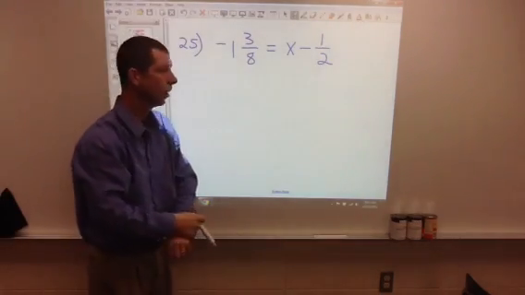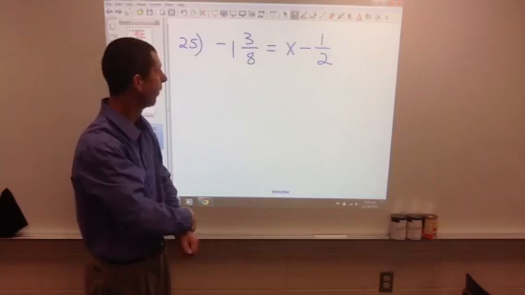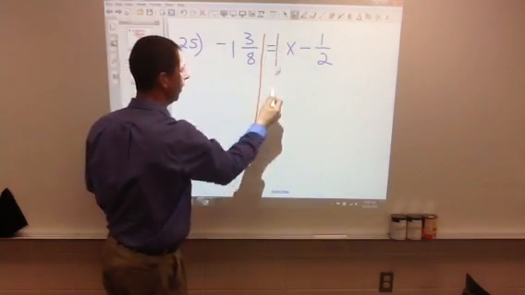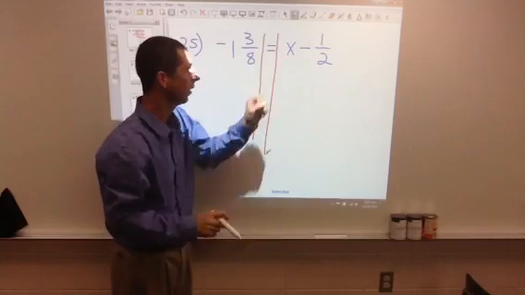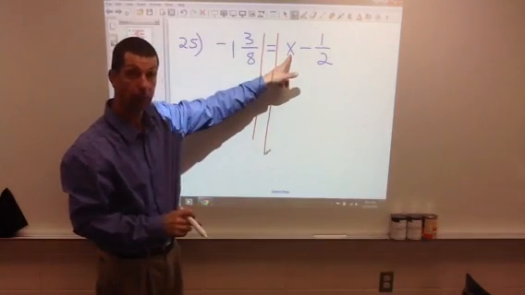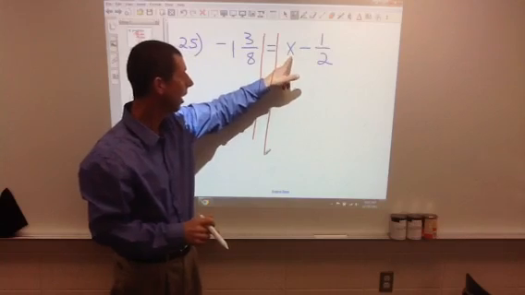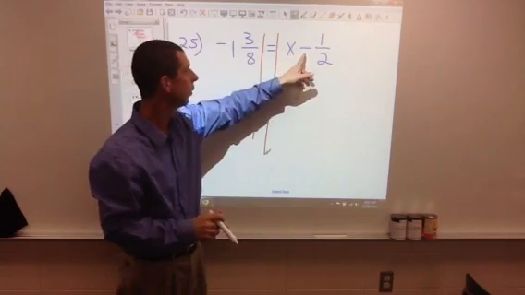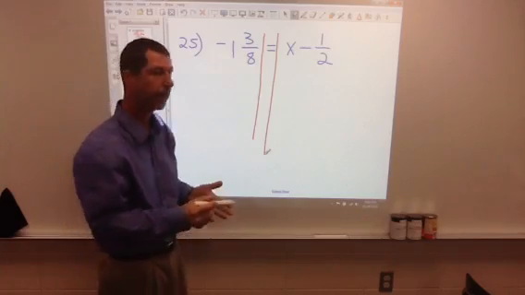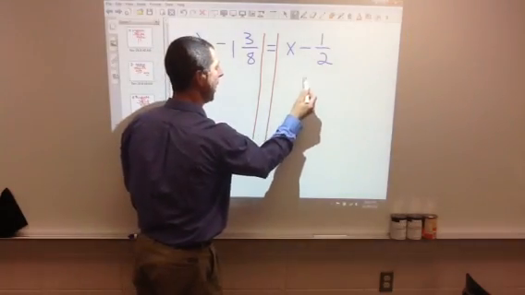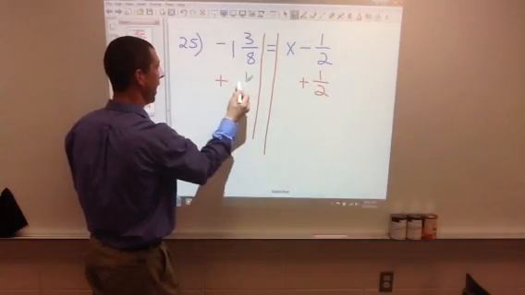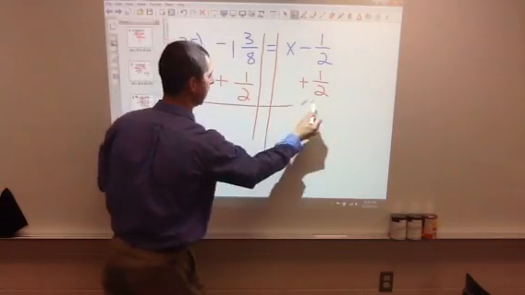All right, here's another one involving fractions. Okay, once again, this time my variable is on the right side over here. That's okay. All right, so first step, find your variable, and you want to get your variable all by itself. So you need to get rid of minus 1/2 by doing the opposite operation to both sides. So we're going to add 1/2 to this side, go over here and add 1/2 to this side.